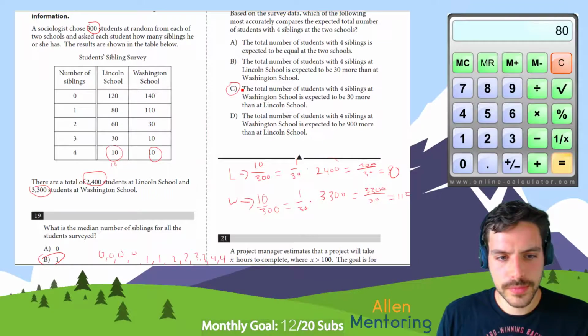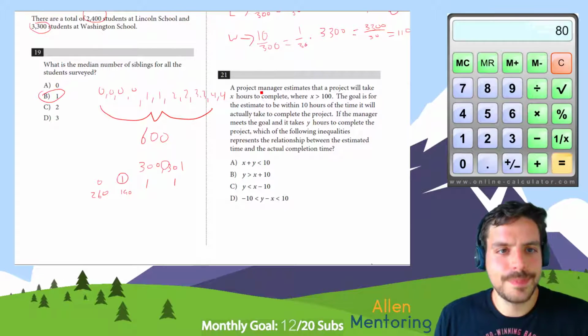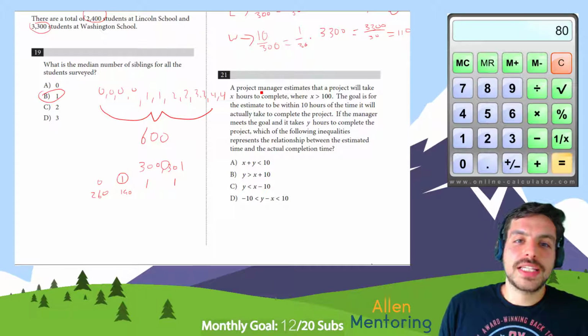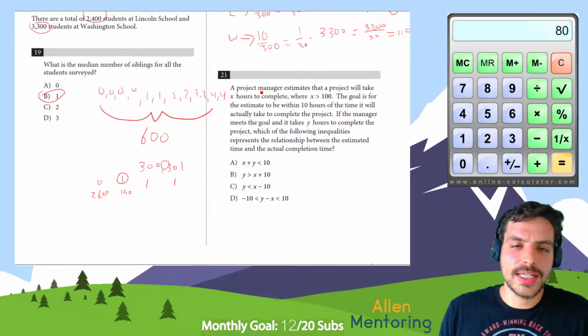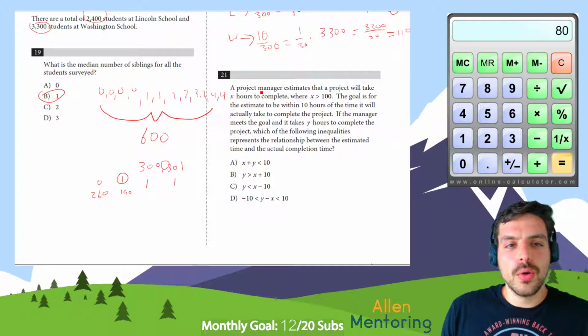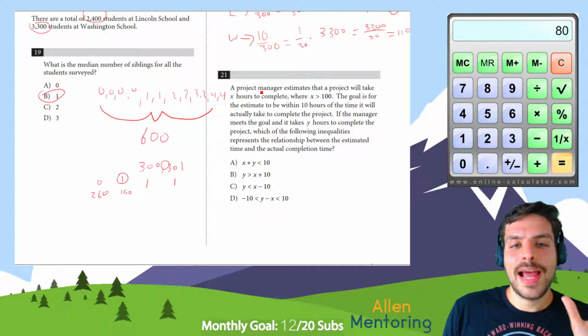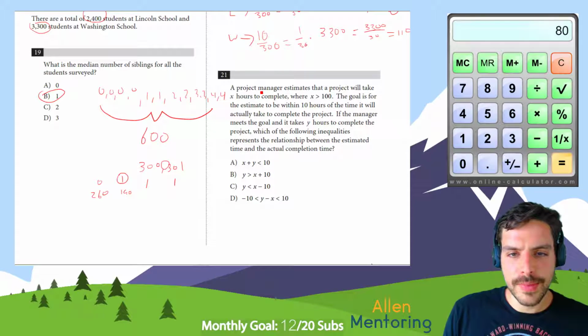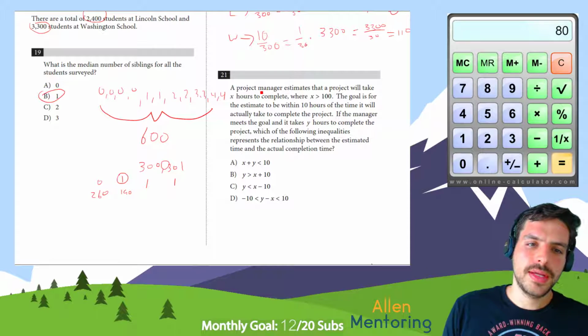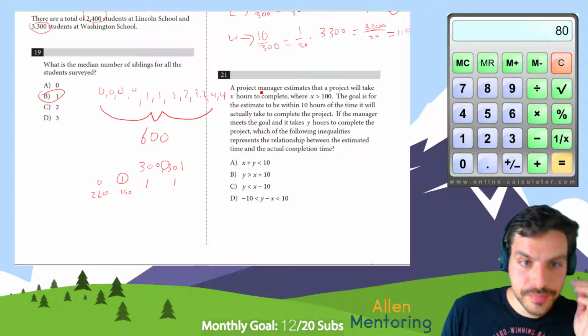All right. Number 21. A project manager estimates that a project will take X hours to complete, where X is greater than 100. The goal is for the estimate to be within 10 hours of the time it will actually take to complete the project. If the manager meets the goal and it takes Y hours to complete the project, which of the following inequalities represents the relationship between the estimated time and the actual completion time?